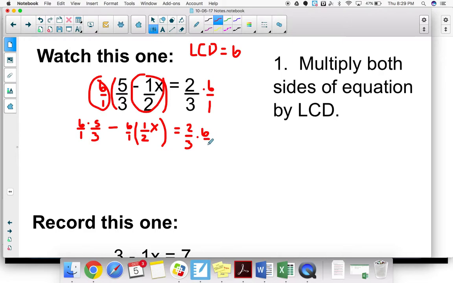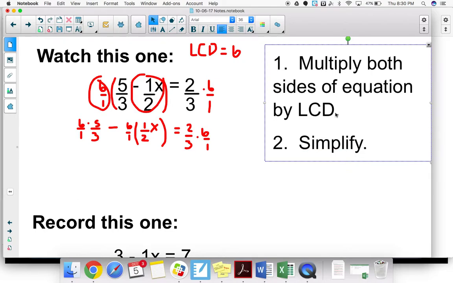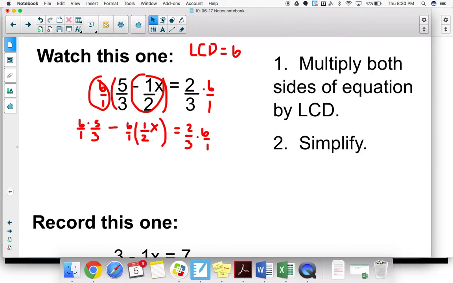All right, once you get this strategy done, it looks like a big old rotten mess. But you're going to see what happens in just a moment. It's pretty slick. Okay, number 2. Write this in your notes. Simplify. Here we go. On each term, let's just clean up what cancels out and reduce.